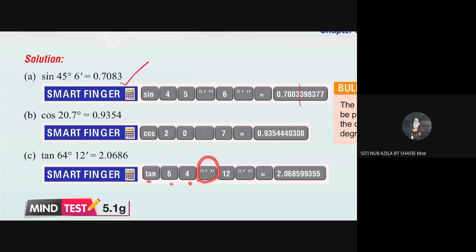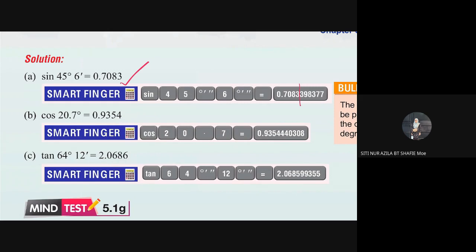And then for tan 64, press this button. 12, press the button again, equal sign. Okay, and then the answer from your calculator is 2.068599355. Round it off to 4 decimal places. 1, 2, 3, 4. Okay, please be careful. You have to round it off to 6. Why? Because your 5th decimal place is 9. So the final answer is 2.0686.